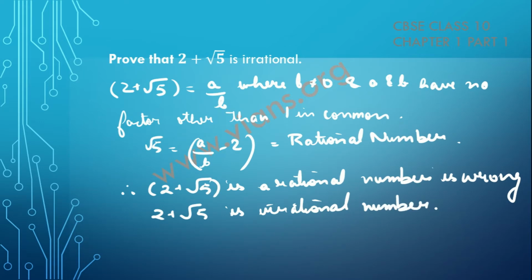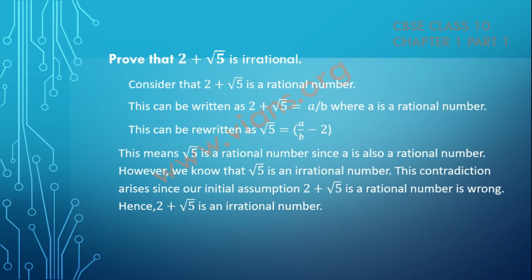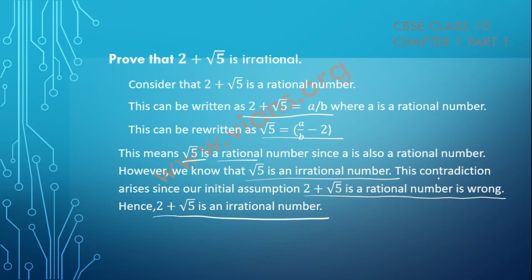So if you see, that's what I've written over here. 2 plus root 5 is equal to a by b. Root 5 is equal to a by b minus 2. And this shows that root 5 is a rational number, but we know that root 5 is an irrational number. Therefore, 2 plus root 5 a rational number is wrong. That's not the right assumption. We should actually say that 2 plus root 5 is an irrational number.